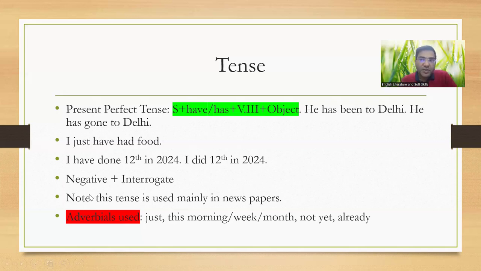Whenever you are telling the qualification, you must say, I have done. Negative sentence, I have not done, or have I done this. This is mainly used in newspapers. You'll find present perfect tense. Adverbials used in present perfect are just, as in I have just written this letter, this morning, this month, not yet, already. These are the adverbials used in present perfect.